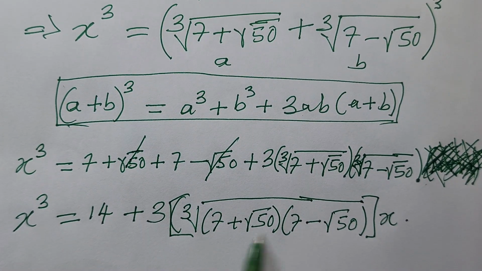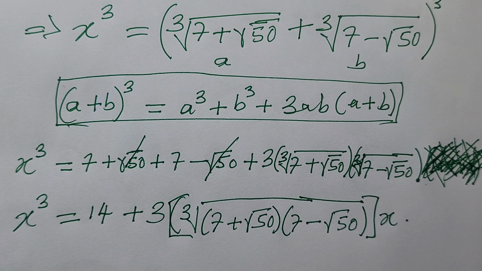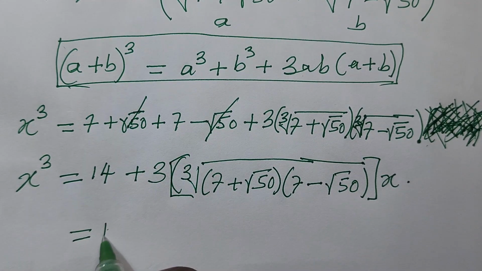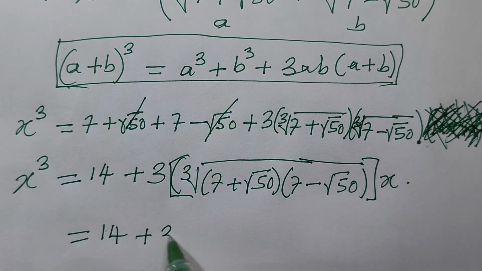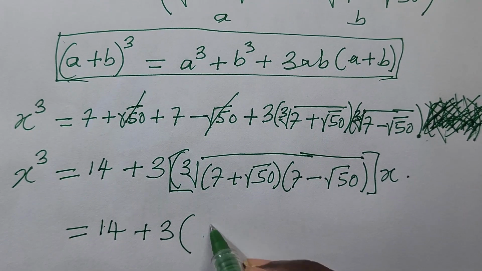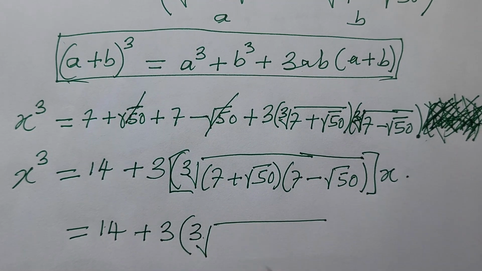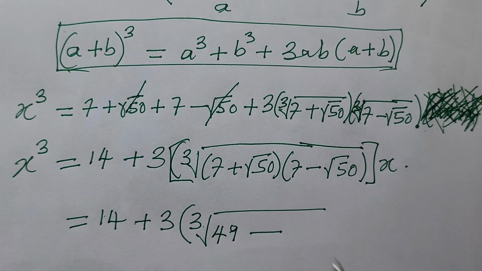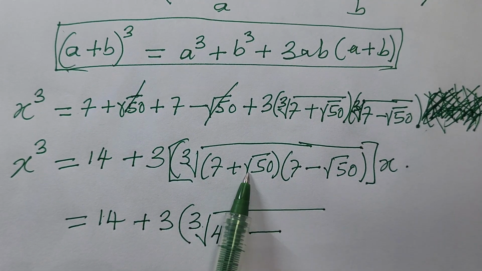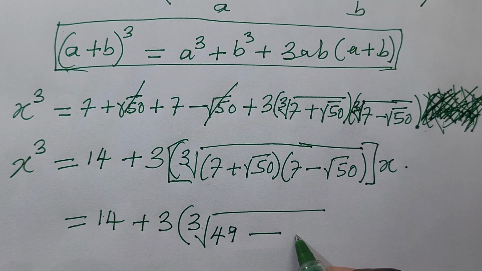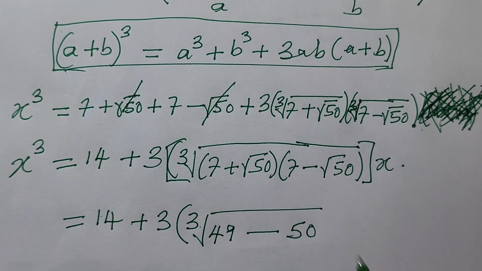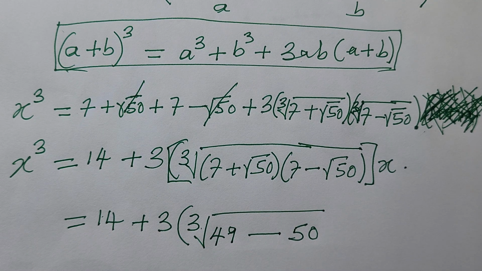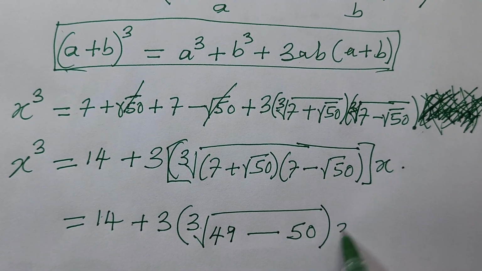From here, we see that this is a conjugate to this. So we can factor this out. So this is going to give us here our 14 there plus our 3, okay, into the cube root of this times this will give us 49 there minus, because they are conjugate, this times this will give us our 50, right? The square root of 50 times the square root of 50 will give us 50. Okay, then close bracket into our x.